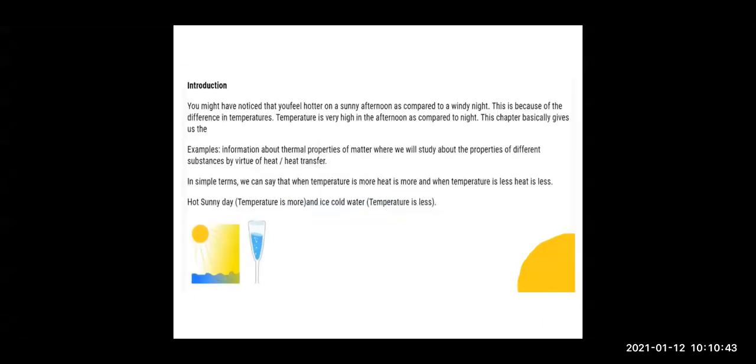So, children, you might have noticed that your sunny afternoons are quite hot as compared to the windy nights, right? Why? What is the difference? Basically the difference is in the temperature. The temperature is very high in the sunny afternoon as compared to the night, right? So in short, we can say that when the temperature is more, the heat is more, and when the temperature is less, the heat is less, right? So on a hot sunny day, the temperature will be more, and so the heat is more.